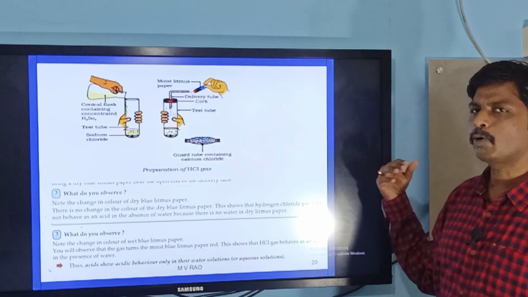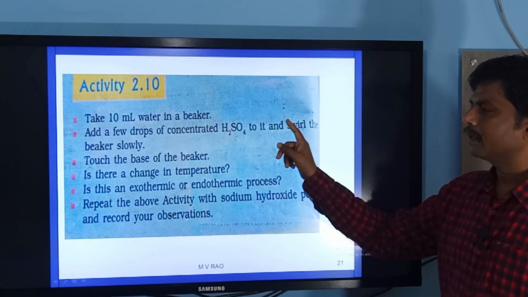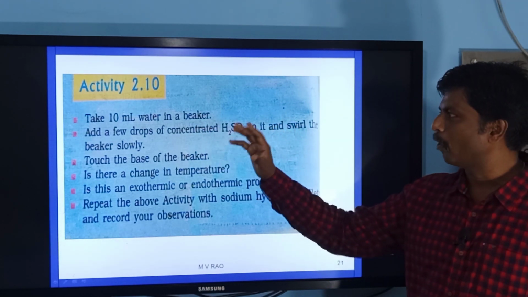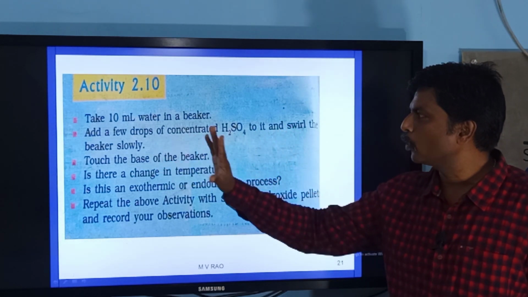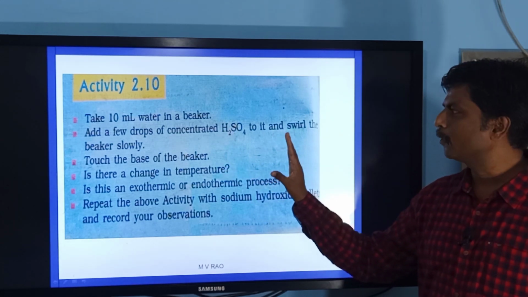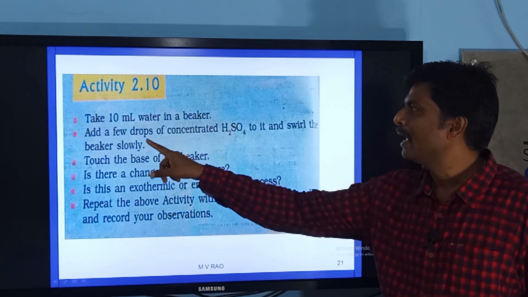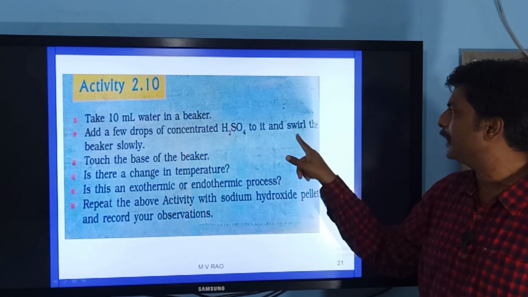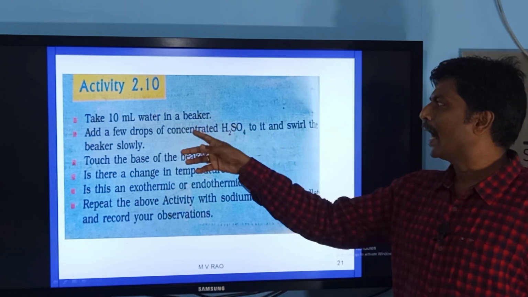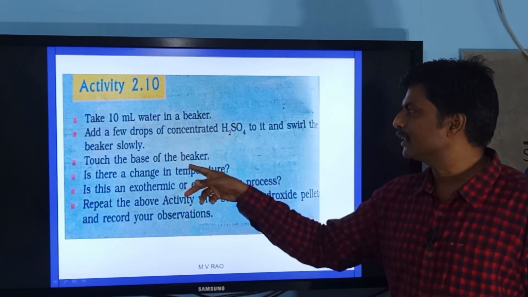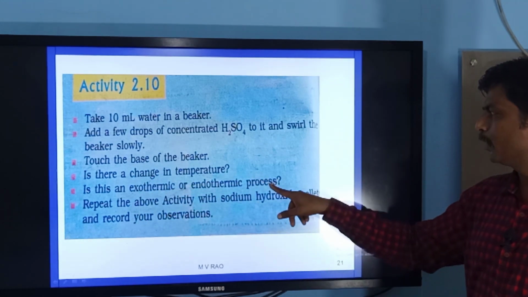It is activity 2.9, the last activity in this class. Take 10 ml of water in a beaker. Add a few drops of concentrated H2SO4 to it and swirl the beaker slowly. It is very important. Here you have to take more precautions. First you have to take water in the beaker. Add a few drops of concentrated H2SO4 and swirl the beaker slowly. After adding acid to water, touch the base of the beaker. Is there a change in temperature? Is this an exothermic or endothermic process?